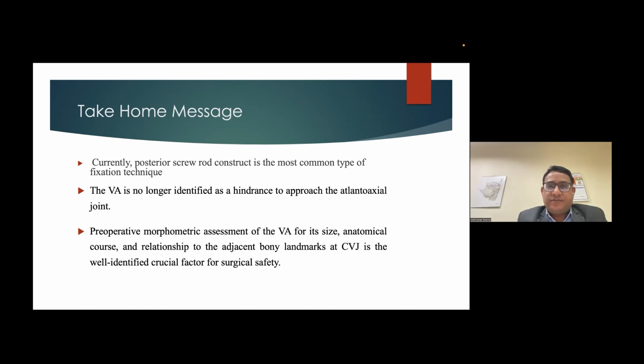And preoperative 3D CT angiogram and volume rendering images, morphometric assessment of the vertebral artery for its size, its anatomical course and relationship to the adjacent bony landmarks at the craniovertebral junction is very crucial, and it should be identified. And identifying the anatomy and the variations of the vertebral artery and C1 vertebra is necessary in the choice and plan of surgery, and it raises the accuracy and safety of precautions.